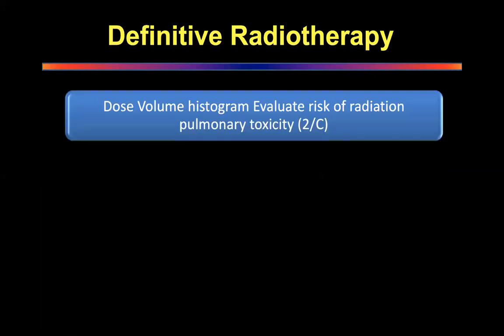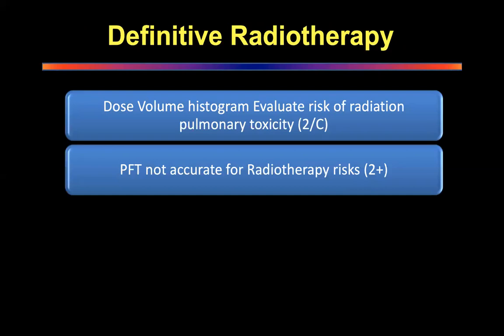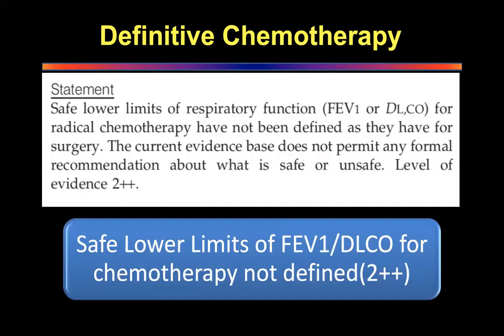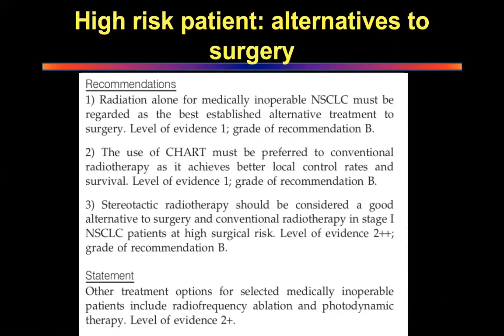Okay. What about definitive radiotherapy? PFTs do not give you a good idea of whether a patient is fit for radiotherapy or not. That's the bottom line. You cannot use PFTs. You have to actually use dose volume histograms and dosimetries. There are dosimetry calculations, and they are the ones that will tell you whether the patient will survive radiotherapy or not. You cannot use PFT. They are not good because we don't know what is the safe lower level of FEV1 or DLCO. It's not been defined for radiotherapy. Definitive chemotherapy, again, safe lower levels of FEV1 and DLCO for chemotherapy have not been defined. So it is not included in the guidelines.